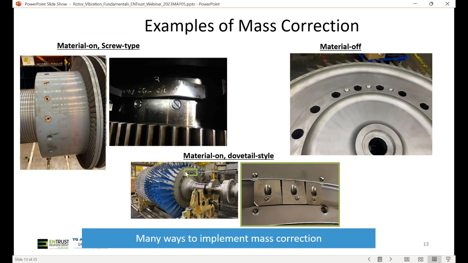So this green box shows the location of a balance plane on the front of a compressor. And these are the balance weights installed in the balance weight groove. These weights are screwed in and staked in place. There are multiple ways to implement mass correction. You can also apply a mass correction by modifying the blades, adding or removing mass. It's not always necessarily on the actual rotor structure.